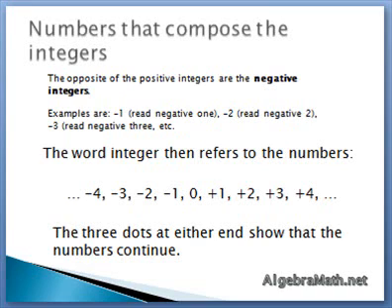The opposites of the positive integers are the negative integers. Examples are negative 1, read as negative 1. Minus 2 or negative 2, read as negative 2. Negative 3, read as negative 3, and so forth. The word integer then refers to the numbers minus 4, minus 3, minus 2, minus 1, 0, 1, 2, 3, 4. The three dots at either end show that the numbers continue.